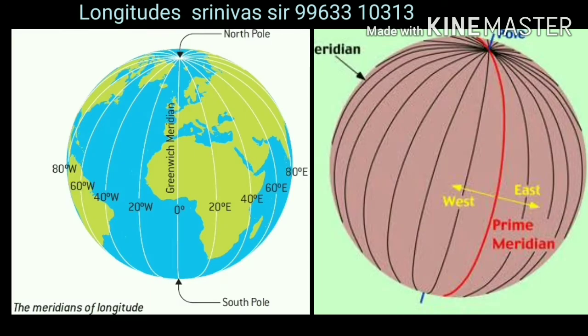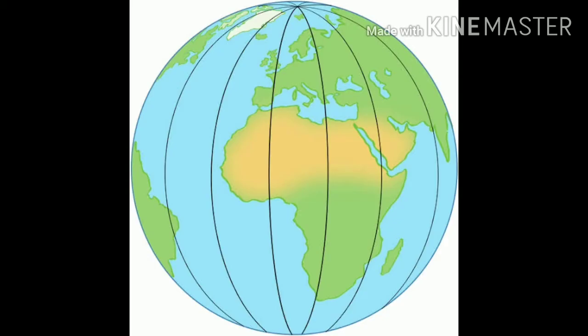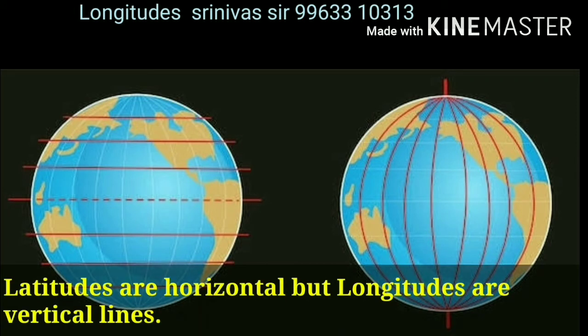The vertical line which joins the North Pole to the South Pole is called a longitude. These lines of longitude are also called meridians. Latitudes are horizontal lines, but longitudes are vertical lines.